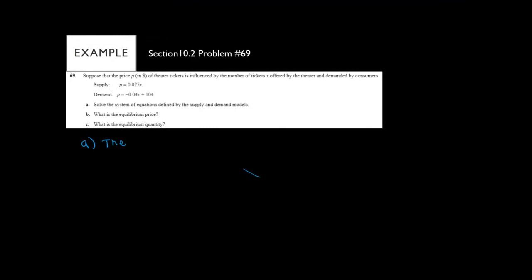So the intersection is about 1640. So when it says solve the system of equations defined by the supply and demand models, that's saying it's looking for that ordered pair. So that's what it's looking for here.